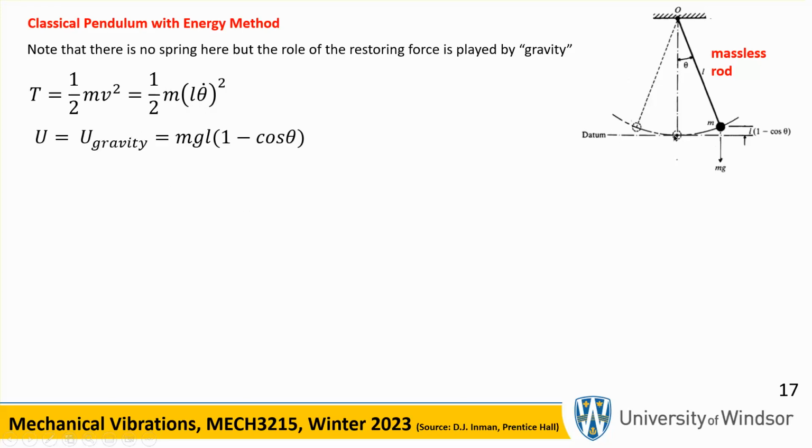And the only potential energy that we have is due to the gain in potential energy because the mass, or the weight, goes above the datum. So it's going to be mg times this height, and this height is simply, from basic trigonometry, the length of the pendulum times 1 minus cosine of theta. Look, this is not hard.